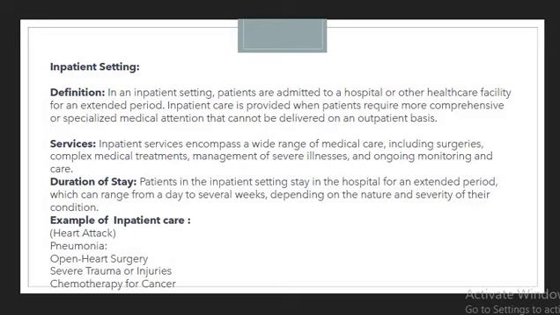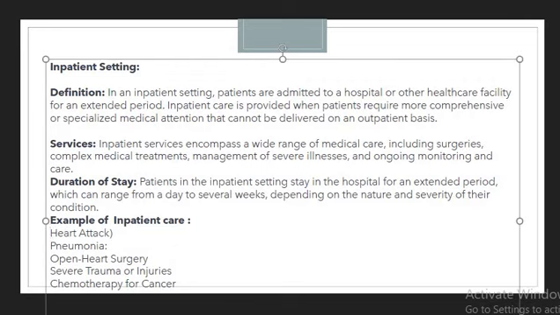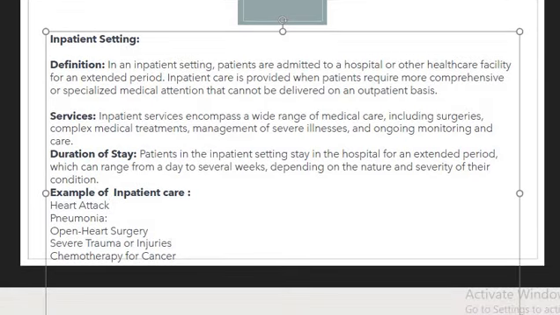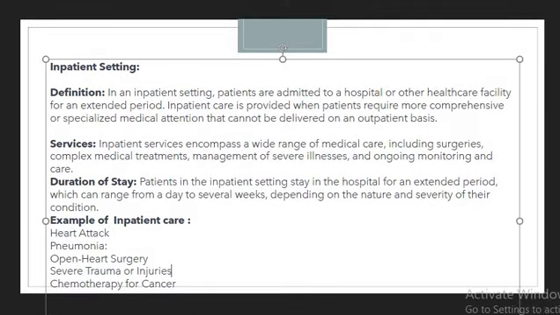Fine. Now we have a few examples which will help you to understand this inpatient setting. The first disease is heart attack. As I told you, this is a major issue. So in this case, the patient is admitted in the hospital. Then we have pneumonia. Then we have open heart surgery, severe trauma or injuries, chemotherapy for cancer. So these are all major issues, right? These are not the minor ones. These are major issues, so they need more attention. So in this case, patients are supposed to be hospitalized in order to take proper medication.